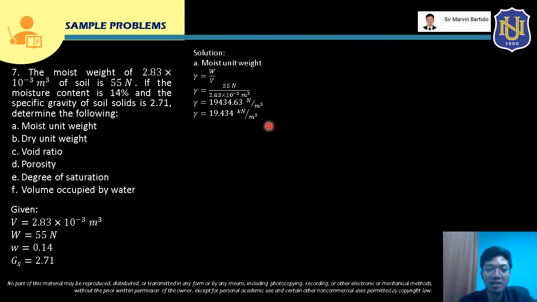Okay, so this is already the gamma dry. So, pwede rin natin siyang gawing kilonewton. So, divide natin by 1,000, no? So, this will become 19.434 kilonewton per meter cube.